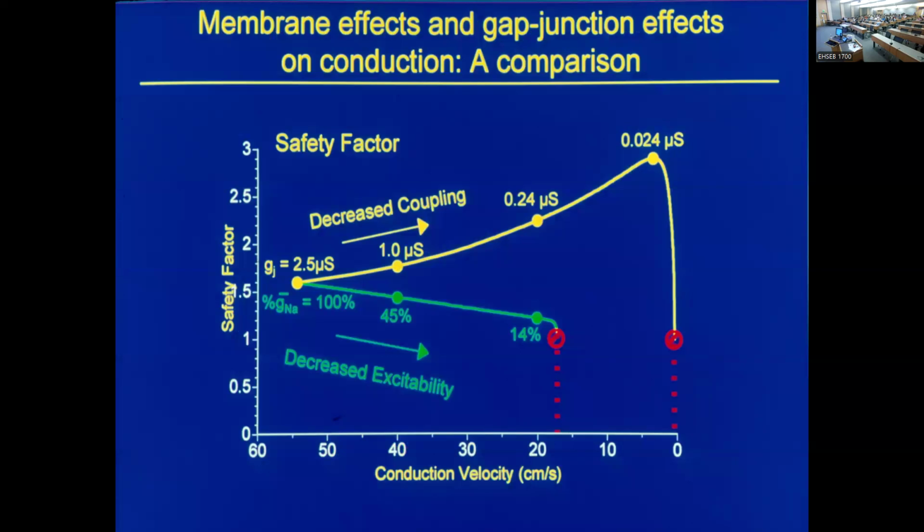This is just a comparison of the two. You can see here decreased coupling and increasing the safety factor up to a point. Here, the delay is so long that during the delay, sodium channels inactivate and there is abrupt block, but with very high conduction safety. In contrast, for decreased excitability, you can see a monotonic decrease in safety, and then block occurs at around 20 centimeters per second, which is not slow.